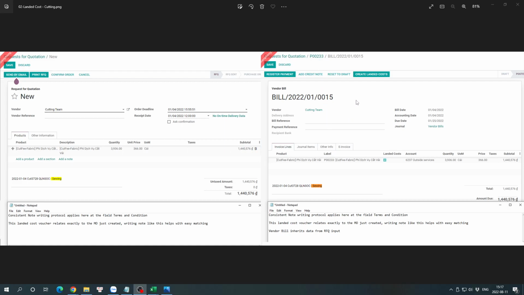So you would manually create this vendor bill from a purchase order up here, PO233. This is not automatically generated from the system. You want to create a PO and then a vendor bill to this so-called vendor and use landed cost, and again have such matching description to make life easier later on. Its landed cost is 6237. Here you go.